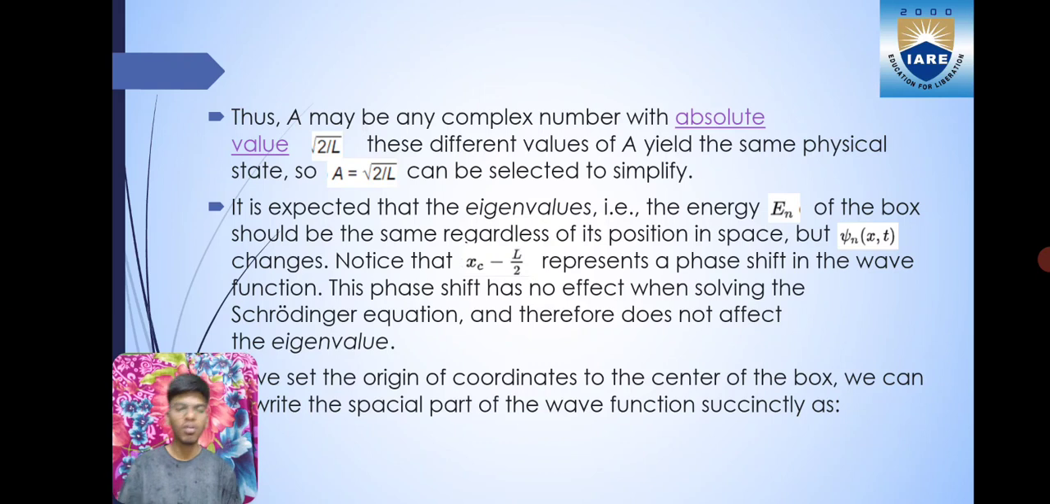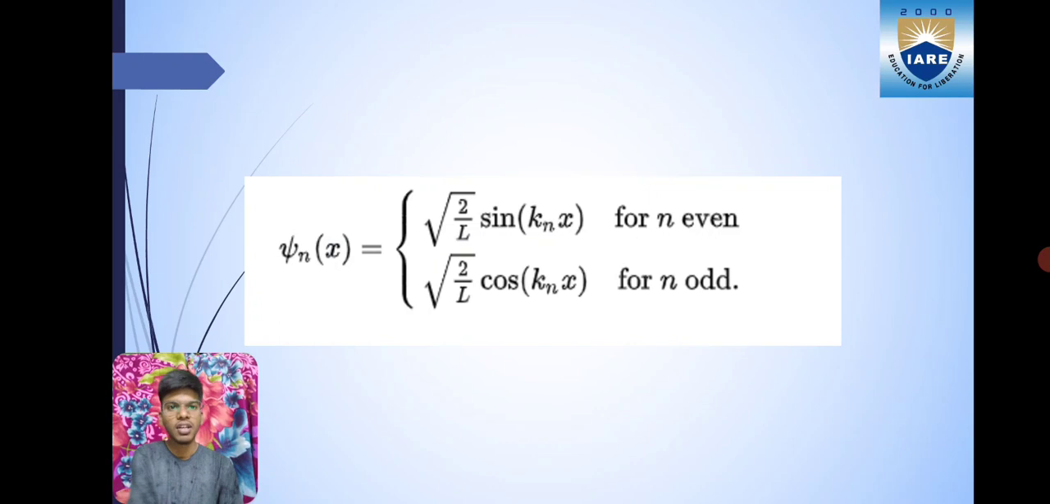If we set the origin of coordinates to the center of the box, we can rewrite the spatial part of the wave function succinctly as the formula psi n of x, which equals square root of 2 by L sine of kn x for n even, square root of 2 by L cos of kn x for n odd. Next topic, momentum wave function.